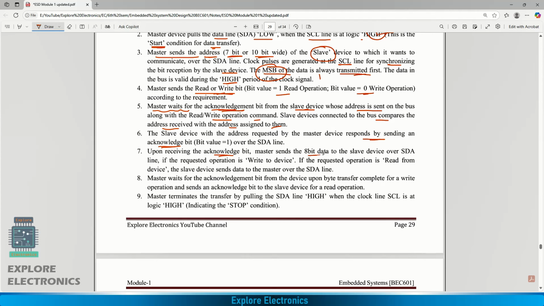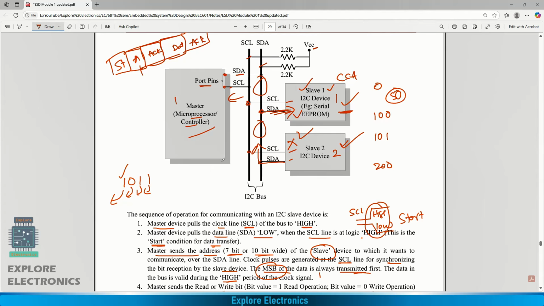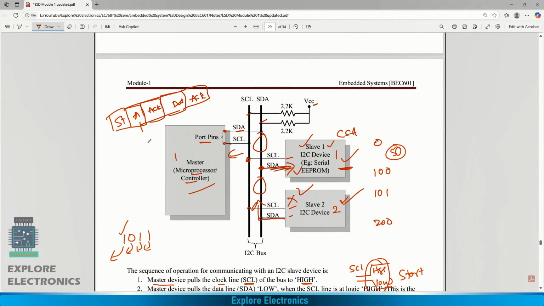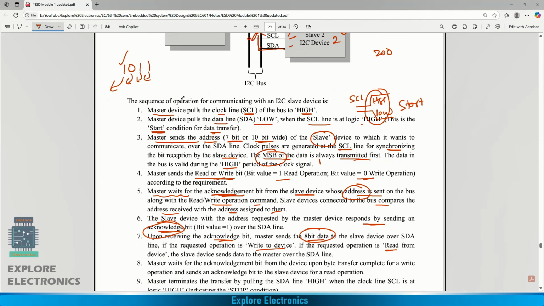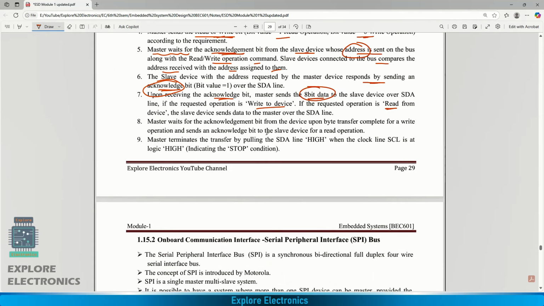So upon receiving the acknowledgement bit, the master sends 8 bits of data, right? So now the address is sent and we get the acknowledgement bit. Now we will be sending the data, right? Write to device, right? If the operation is a read operation, there will be a write/read bit over here. After the start bit, a write or read operation bit will be there. Depending on this, the next data will be sent, or it waits for the data to be received from the slave. If it is a read operation, the master waits for the acknowledgement bit upon transfer of the complete information, for the write operation as well as for the read operation, right?